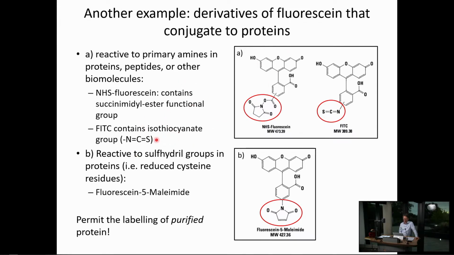There are other dyes. You can functionalize dyes that have this ring structure here. For example, here are two similar dyes. One is called NHS fluorescein. So this is fluorescein, which is functionalized with an NHS group. So this functional group binds to primary amines in proteins and peptides, or if they're present in other biomolecules, then there too. So this is really a nice thing, because then you just get a signal that's specific to the protein load, right? In a particular case.